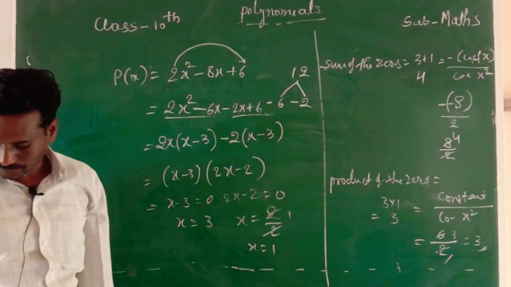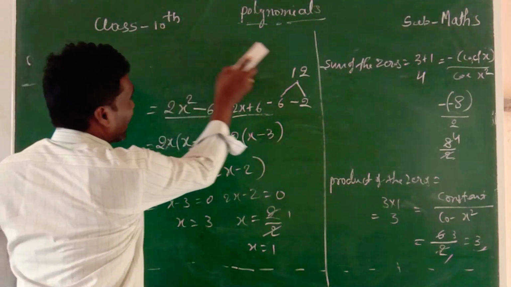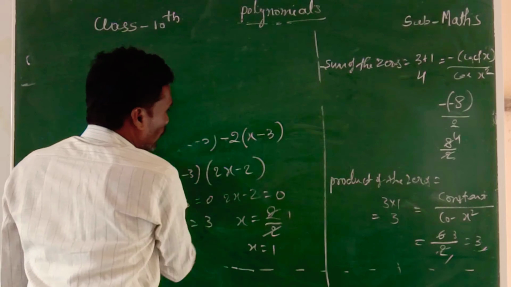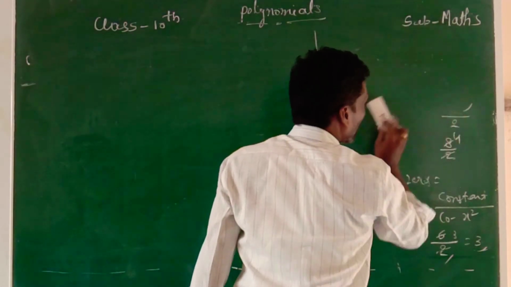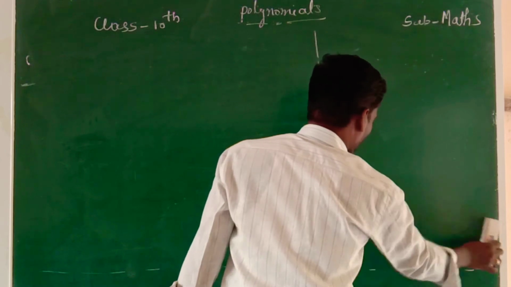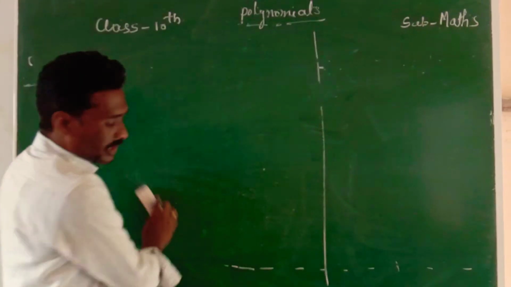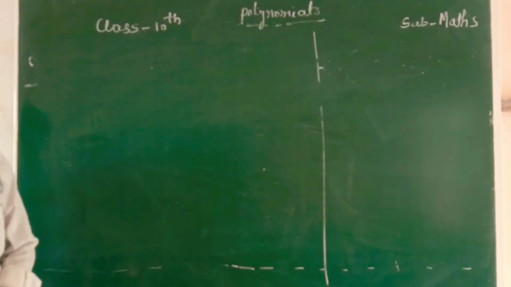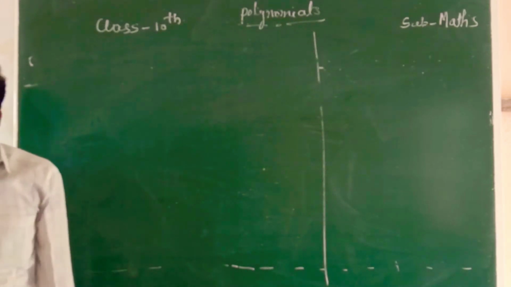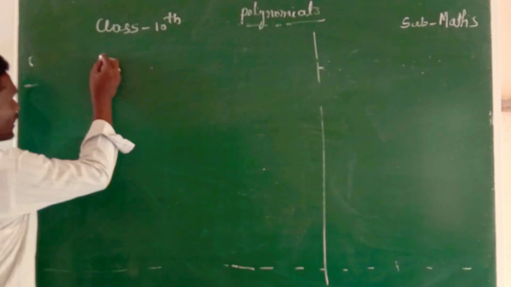Next we'll see the general form, having taken one example. Now I am going to explain the general form. Already you know the general form of the quadratic equation is ax square plus bx plus c.